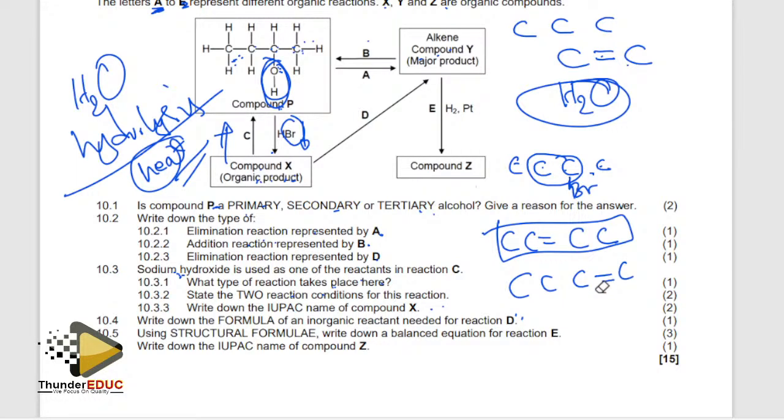So this one becomes a minor product, and this one becomes a major product. This one also forms, but it's a minor product. What you are looking at in organic, we look for the major product. So this one becomes the major product.